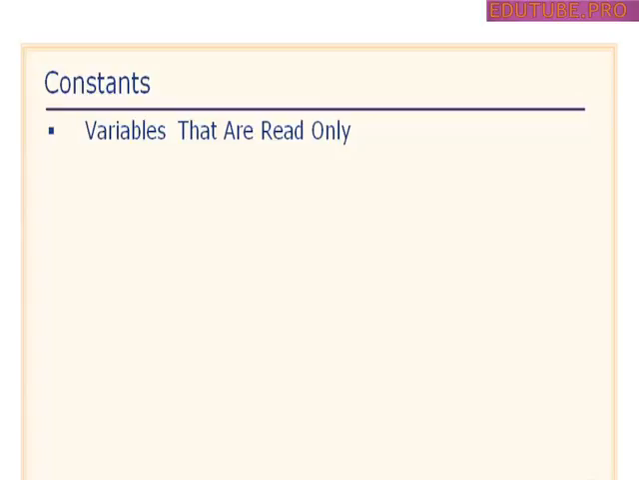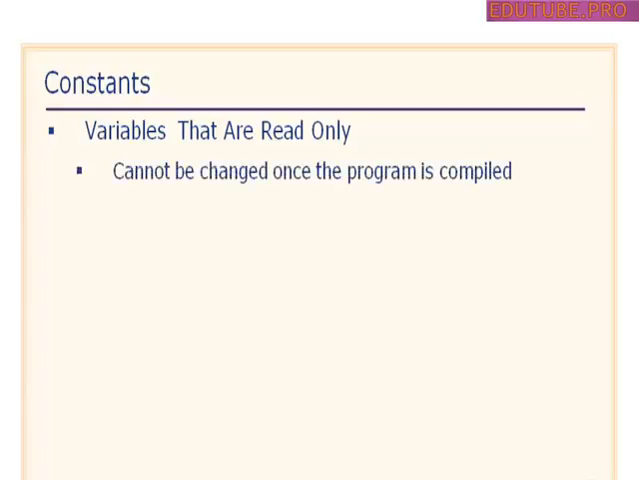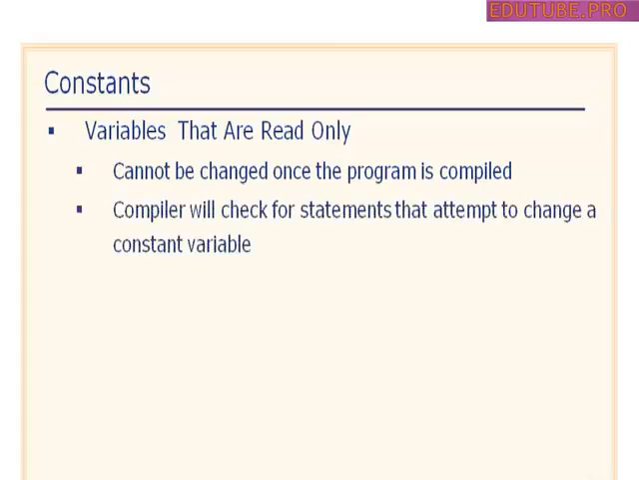Now, if you can't write to the variable, how do you ever give it its first value? Well, what happens is we're going to declare a constant just like we do any other kind of variable, and we're going to give it a value. And once our program is compiled, then we cannot go back and change the value of that constant variable. All right? The compiler is going to check for any statement that attempts to change that constant variable, and if it finds one, it's going to squawk at us, throw an error, and it's not going to compile the program.